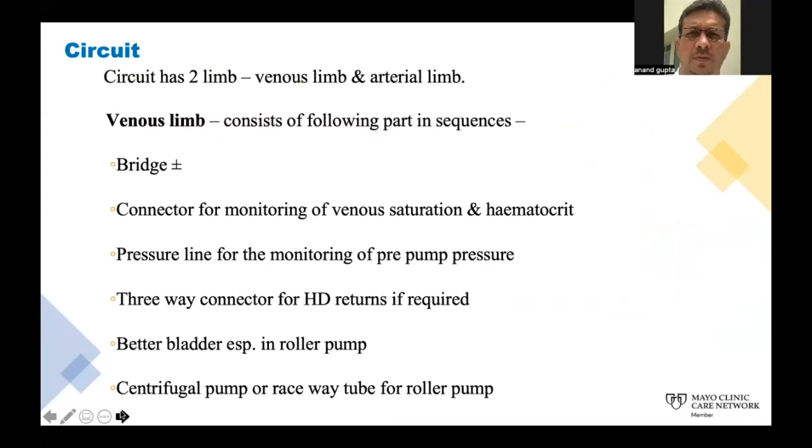Venous limbs consist of the following parts in sequence: bridge, plus-minus connector for monitoring of the venous saturation and hematocrit, pressure line for monitoring of the pre-pump pressures, three-way connector for HD return if required, venous bladder, especially in roller pump, centrifugal pump, or raceway tube for the roller pump.